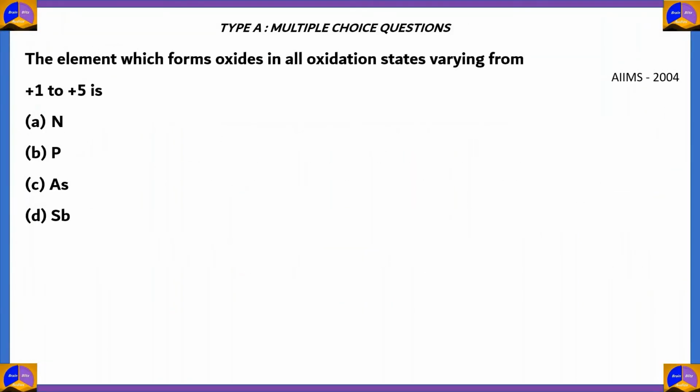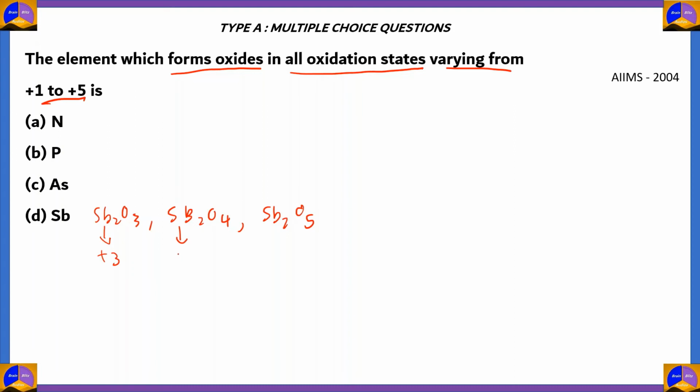Next question. The element which forms the oxides in all oxidation states varying from +1 to +5 is: nitrogen, phosphorus, arsenic, antimony. So let's start from antimony and write down the oxides of antimony. Antimony forms Sb2O3, Sb2O4, and Sb2O5. Over here, the oxidation state of antimony is +3 for each atom. Here it is +4, and over here it is +5.